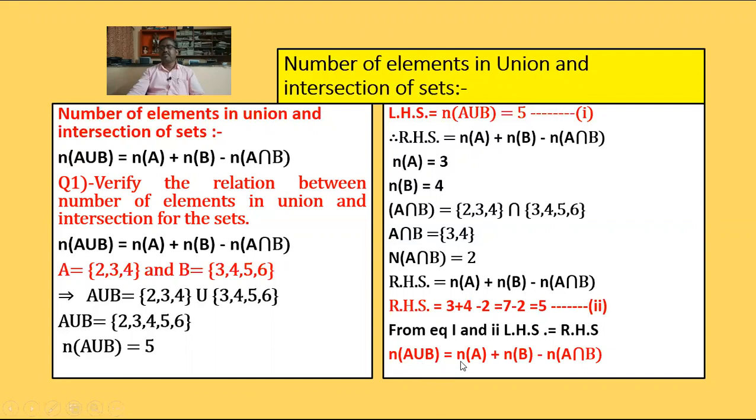n(A union B) is equal to n(A) plus n(B) minus n(A intersection B). This property is proved. This is the number of elements in union and intersection of sets. With the help of this equation or formula or property, we can find the number of elements in set A or set B, or the number of elements in A union B, and also find n(A intersection B).